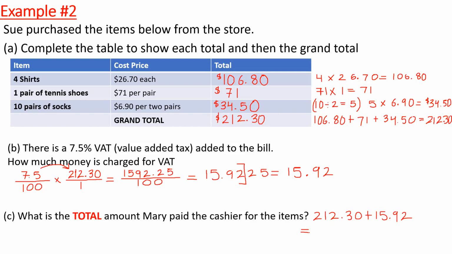So 1592 plus $212.30, that's going to be equal to what? $228 and 22 cents. Okay, good, perfect. And that's our answer.